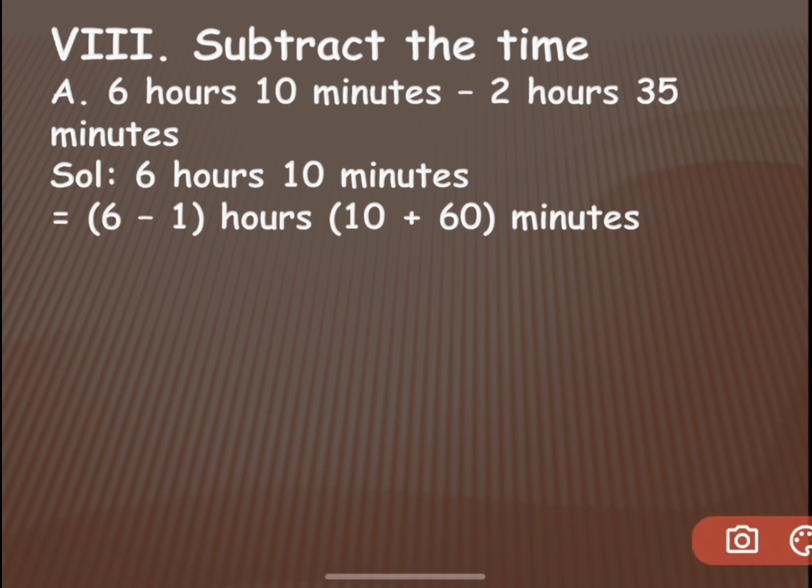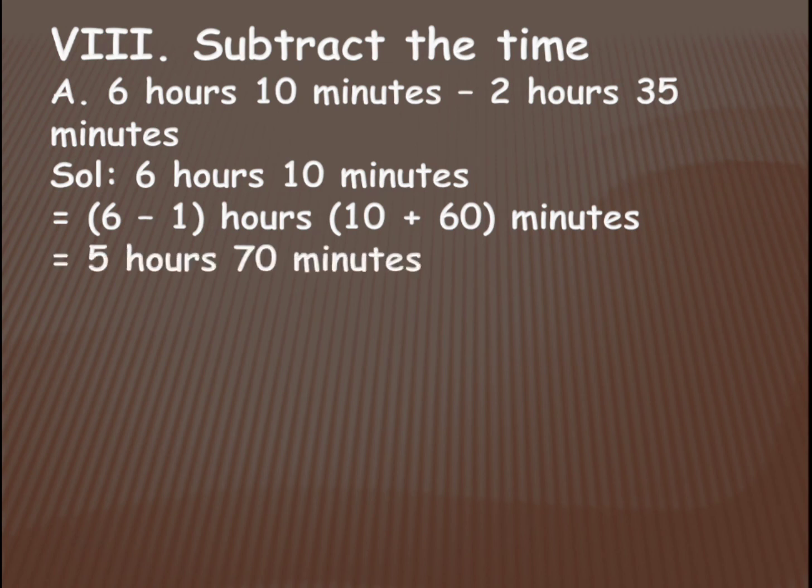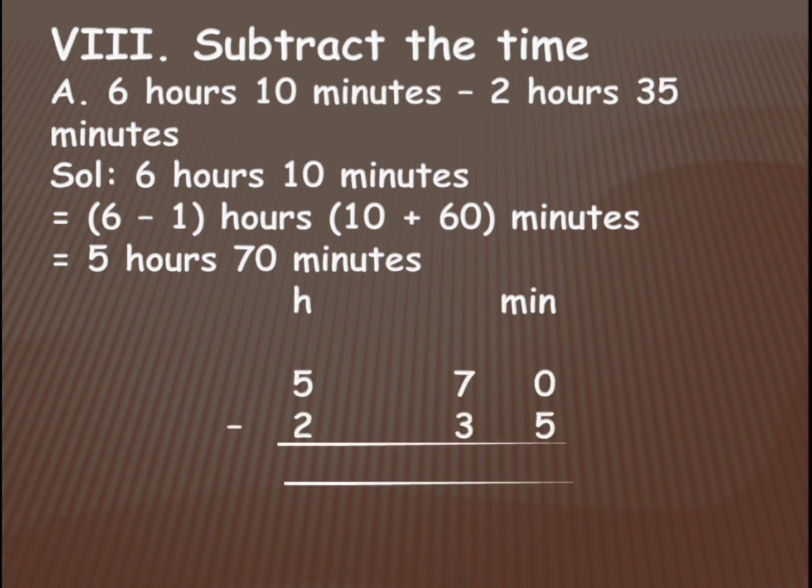That is, the 1 hour whichever you are removing from the hours is nothing but 60 minutes, which is added in the minutes. Okay, so that you will not get confused in the subtraction while doing the column method. Okay, so 6 minus 1 becomes 5 hours. 10 plus 60 becomes 70 minutes. So now we'll make the columns hours and minutes. 5 hours 70 minutes, minus 2 hours 35 minutes. Now it will be easy for you.